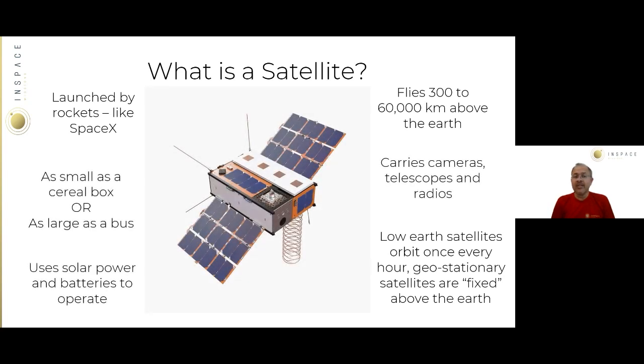Satellites can be as small as a cereal box, or they can be as large as a bus. And all of them need solar power to operate. Some of them even carry batteries so that they can continue to operate when they are in the shade behind the Earth. But satellites have to be used for something. And for that, they often carry cameras or radios so that they can take photos of whatever they're trying to observe.